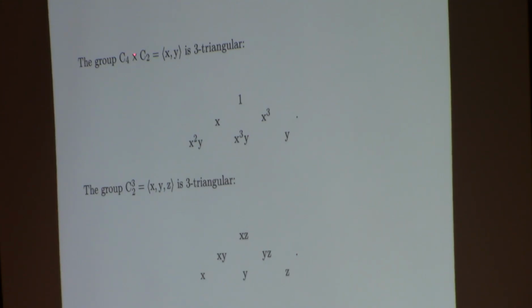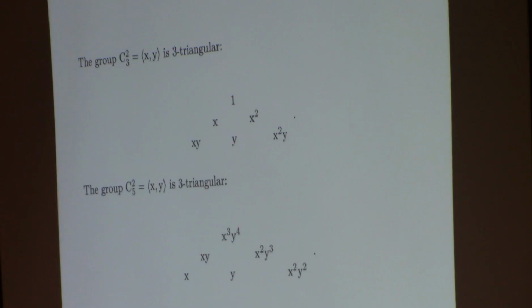Here's C4 cross C2. I didn't write out the full presentation, but it's just following the order of the factors that I have written here. So x is the element of order 4, y is the element of order 2 there. So here we have one in C4 cross C2. Here's C2 cubed. All right, then we need C3 squared, a triangle there, and in C5 squared.